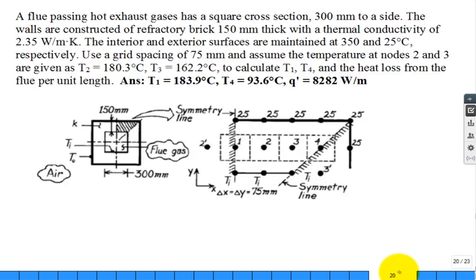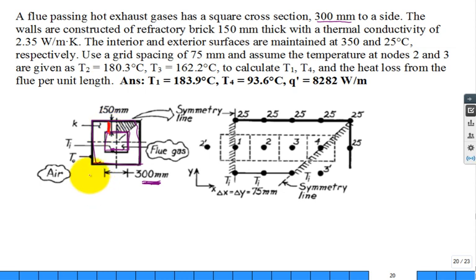All right, we have another one of these problems. A flue passing hot exhaust gases has a square cross-sectional area, 300 millimeters to a side. So here is the interior, here is the exterior. Its interior, where the flue gas is, is 300 millimeters. Now, this is the thickness right here of the wall of the flue.